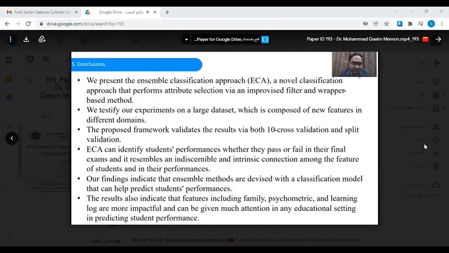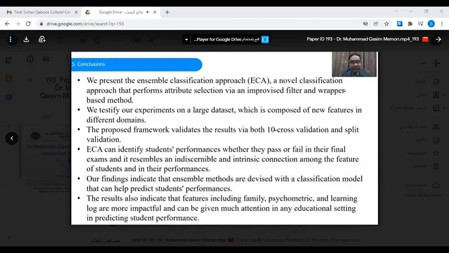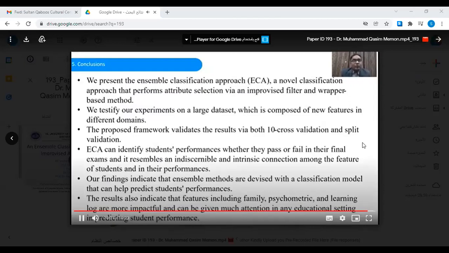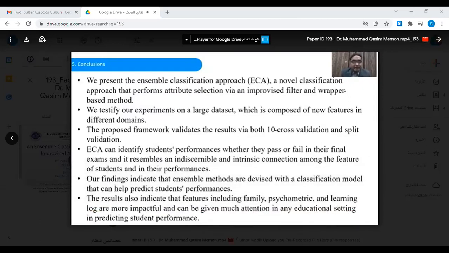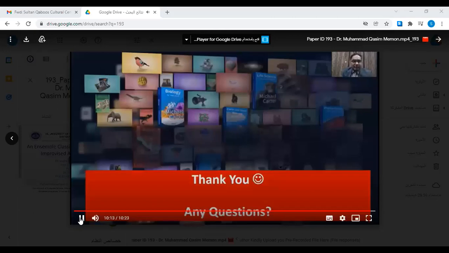So our findings indicate that ensemble methods devised with a classification model can actually help predict student performance. The results also indicate that features including family, psychometric, and learning logs are more impactful and can be given much attention in any education setting, improving student performance.